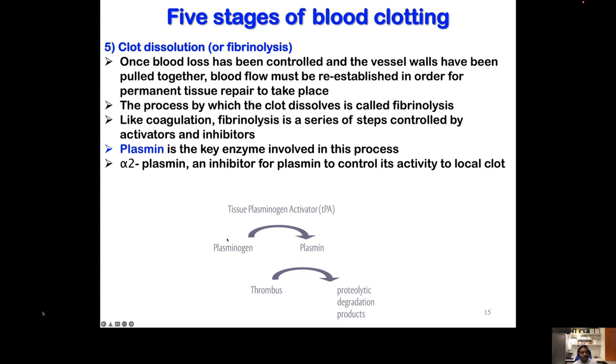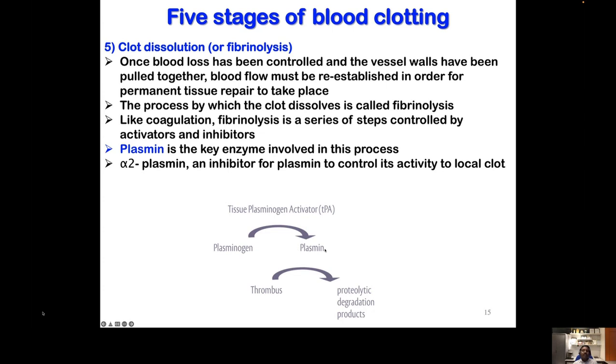So plasminogen is present in our plasma, or in blood, all the time, circulating. This is an inactive form of plasmin. There is a factor called tissue plasminogen activator that's also present in the blood. After the clot is formed, this factor will convert plasminogen into the active enzyme called plasmin.